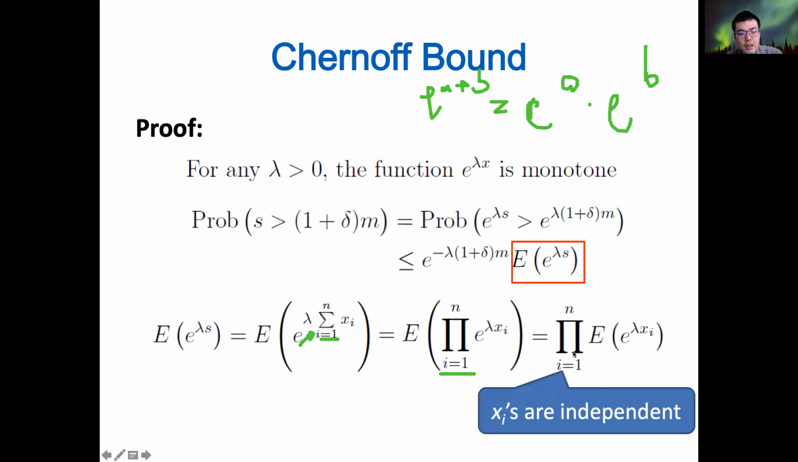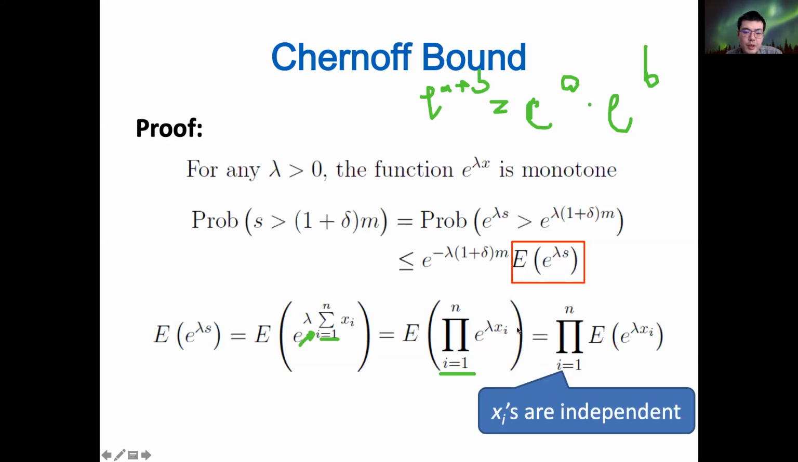Now next you can take a look at this. The xi are flip a coin each time, right? So x1, x2, x3 are all independent. They are generated as another random variable, right? So e to the power lambda xi are also independent, okay?